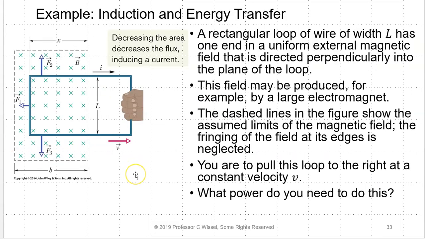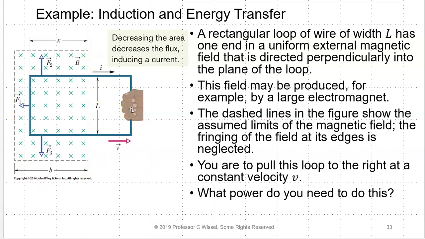Now we need an example. We're going to talk about induction and energy transfer. So we have a rectangular loop of wire, of width L, with one end in a uniform external magnetic field that is directed perpendicularly into the plane of the loop. In other words, that's what these little X's are. The field may be produced by, say, a large electromagnet. The dashed lines in the figure show the assumed limits of the magnetic field, and we're going to neglect any fringes at the edge.